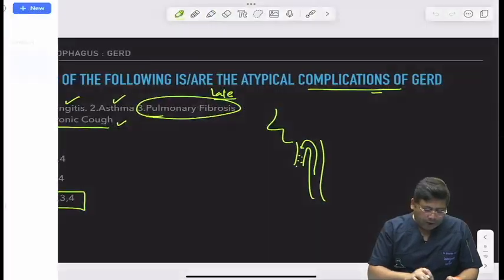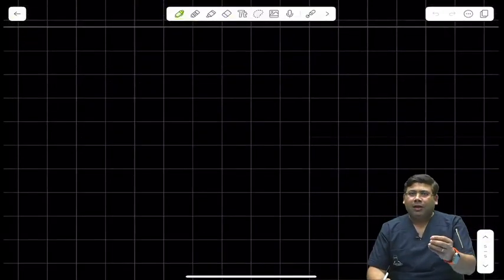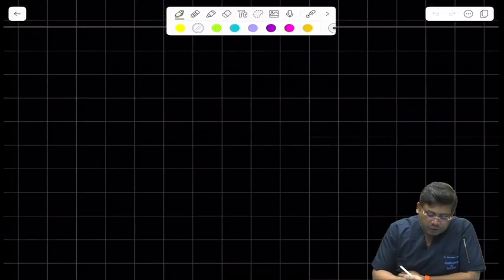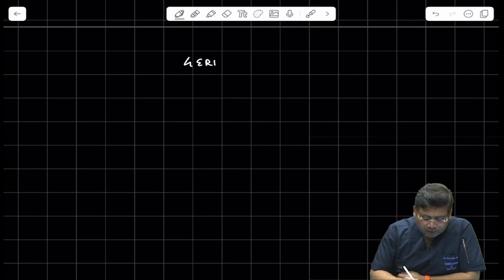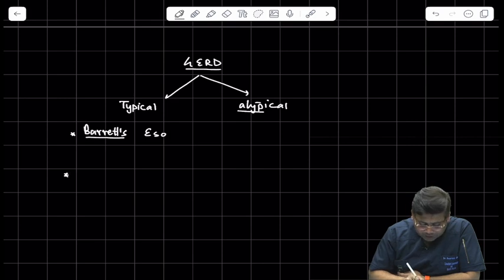So when we talk about any question which can be related, if I have to ask, someone says, okay sir, ask one question from GERD related to its complication. So when we talk about GERD and its complications, we have typical complications and atypical complications. Atypical we have discussed, and the typical complication is something known as Barrett's esophagus. This is important. And then we have CA esophagus, and you know that adeno CA is what is seen.